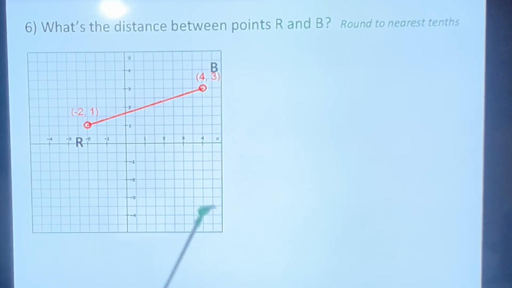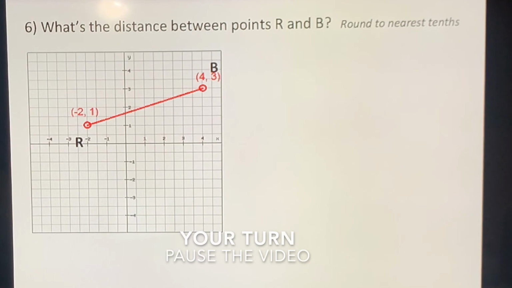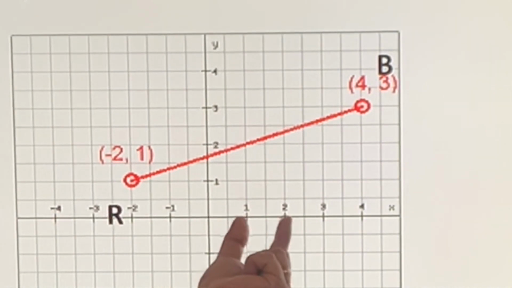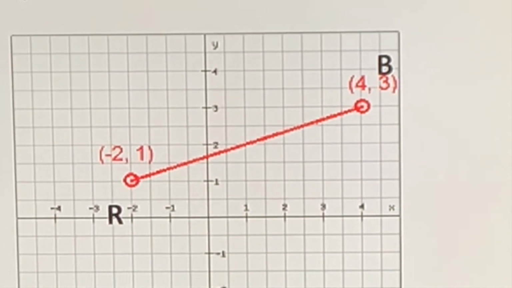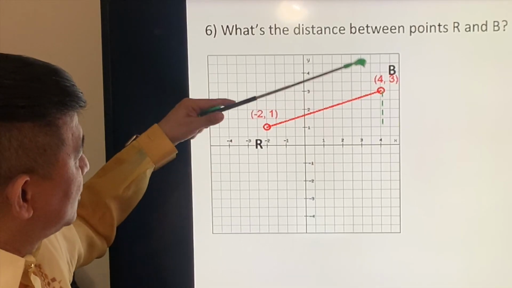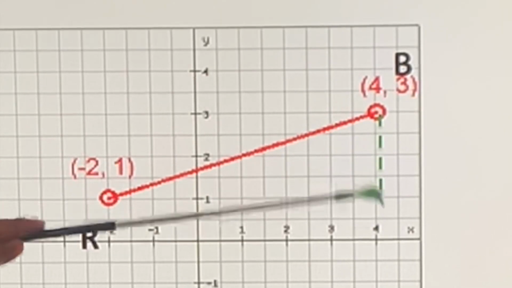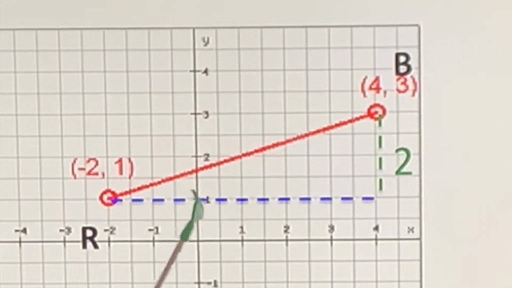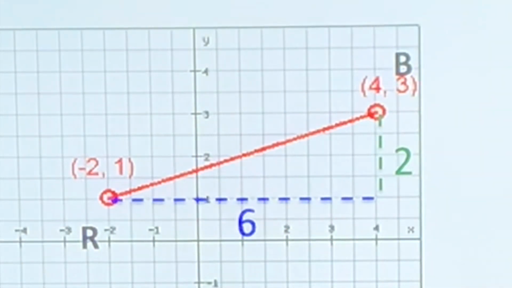Another challenge. Pause. Take note, this is not just one unit. Two squares make one unit. Alright, so from here, I could count 1, 2 units. So I put a 2. From here, I could count 1, 2, 3, 4, 5, 6. 6 units, so I put 6 over there. Those are the lengths of your legs. Therefore, it's easier to solve now for the hypotenuse.